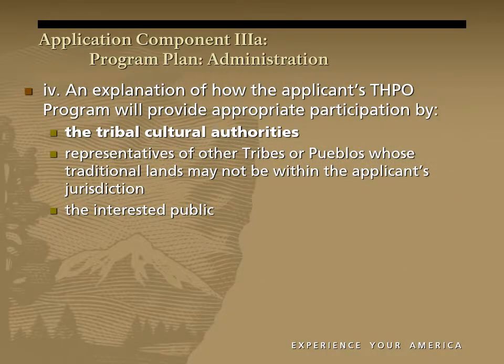The fourth component of program administration is the provision for participation by three categories of individuals: tribal cultural authorities, representatives of other tribes or pueblos, and the interested public. Your plan must include a section that discusses participation. The first requirement is a discussion of the participation of tribal cultural authorities.